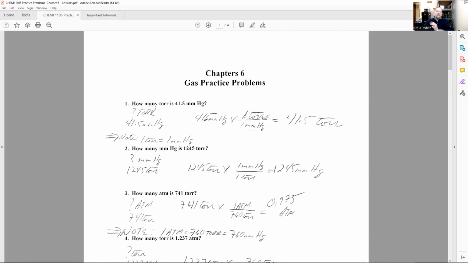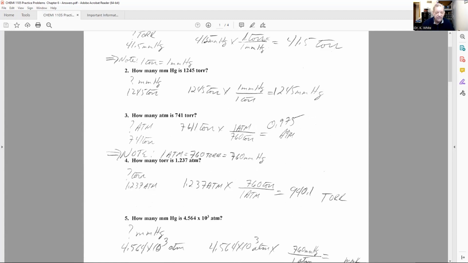Now those 760, or the 1 torr per 1 millimeter of mercury, are exact numbers. Therefore, when you do multiplication or division, you get the same number of significant figures in your answer as the number you're multiplying and dividing by that has the fewest significant figures. Well, 41.5 has 3 significant figures, the 1 is an exact number. So I get 41.5.